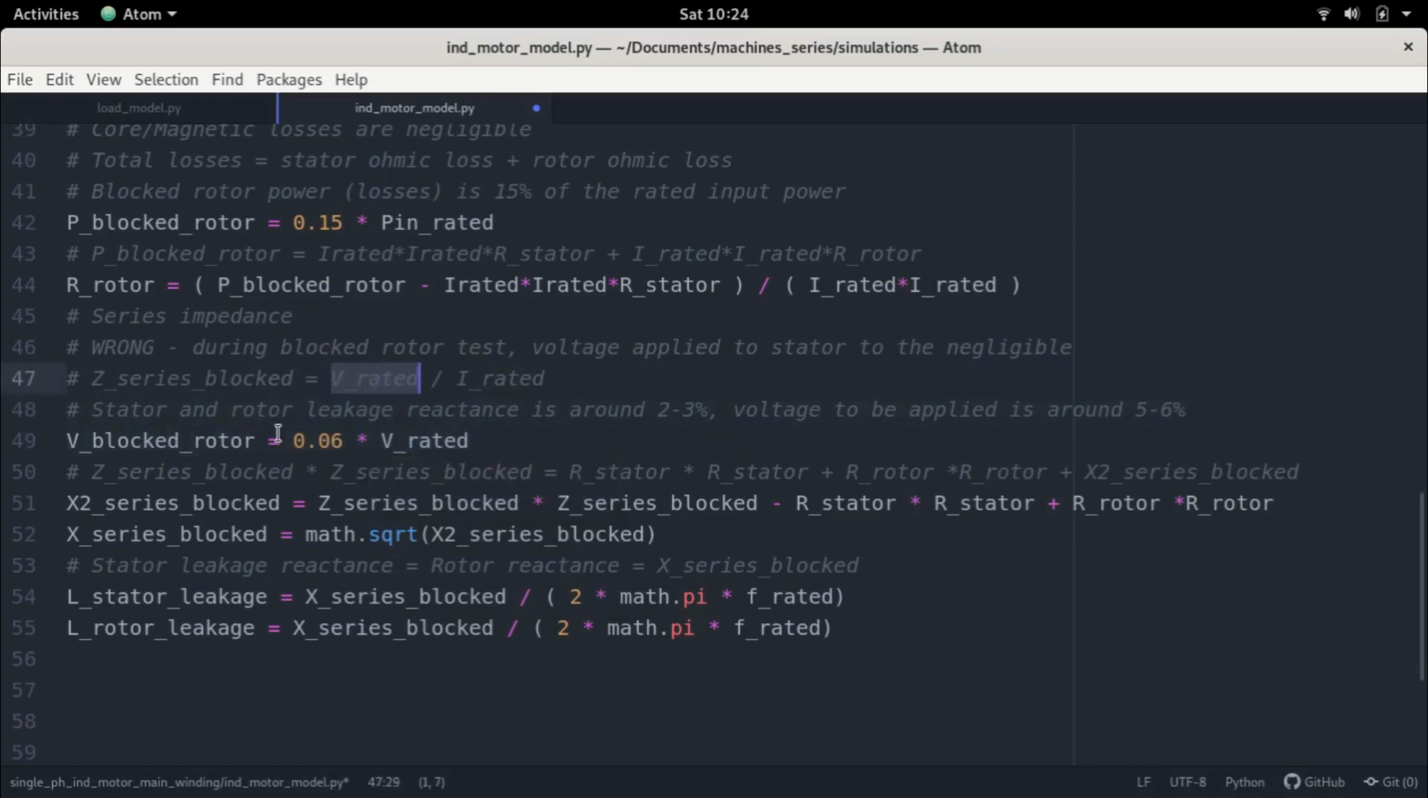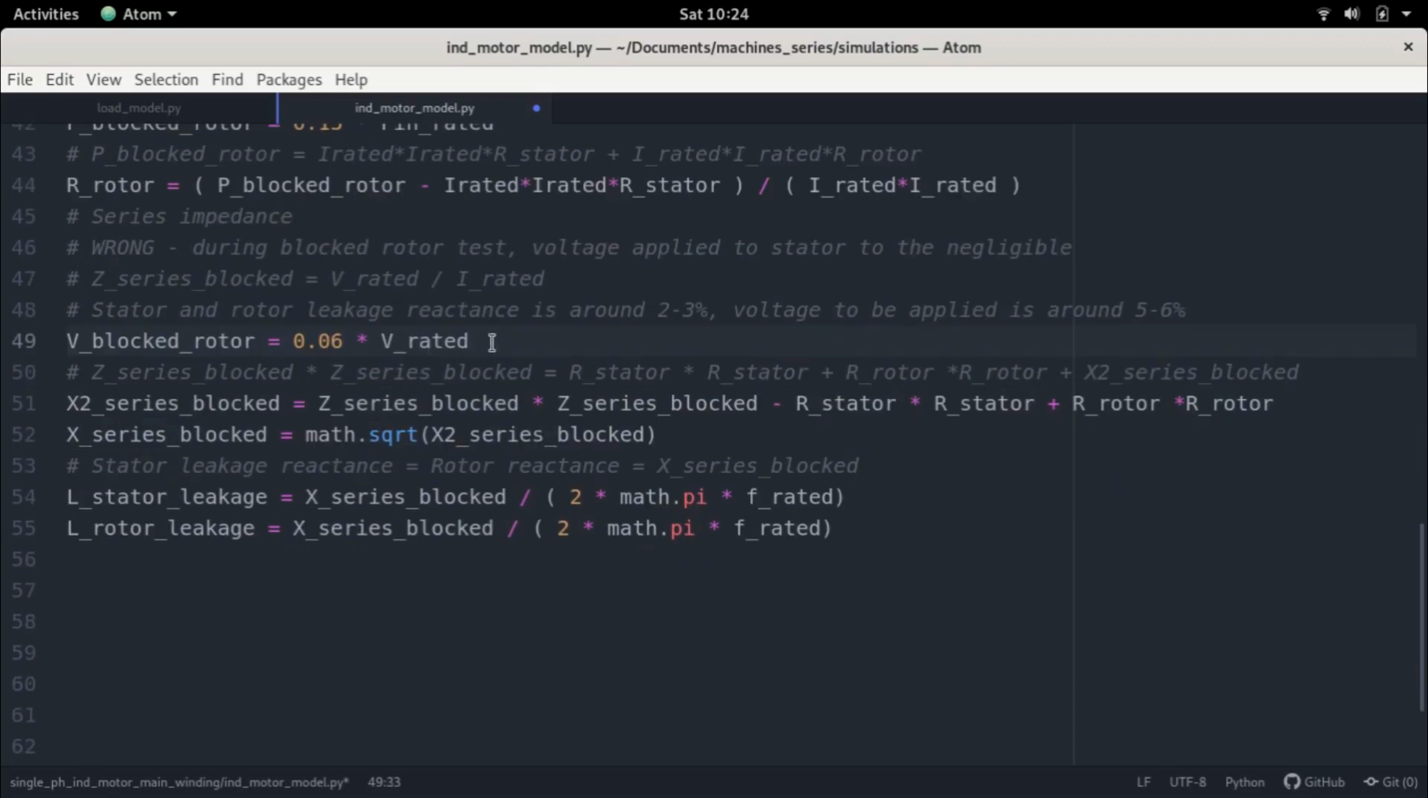We are applying a much smaller voltage, and I am assuming this to be around 6% if we take around 2 to 2.5% leakage reactance for both the stator and the rotor, and we assume a little more in terms of the resistances as well, because there is a rotor resistance and a stator resistance. So around 6 to 7%, you can even choose 7%. I would not recommend that you go beyond 8 or 9%, because then you're talking about a fairly lossy motor. So this is usually good enough.